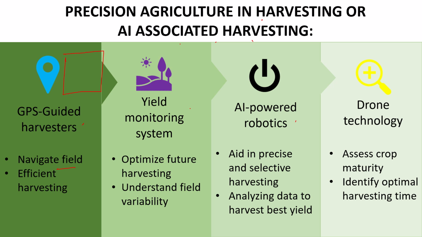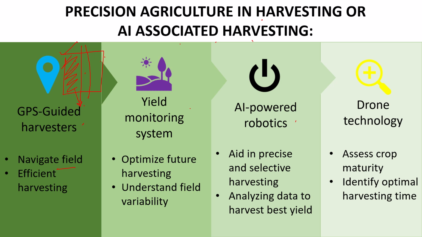How? They will check whether any missed area is there. They can tell us that this area is not harvested, or if any area is overlapped, meaning this area is already harvested and the farmers are harvesting it again, which is of no use. So they will tell us that this area is completed, this area is left out and you have to do it, or this much area is remaining which is not done till now. So GPS-guided harvesters are used for this.